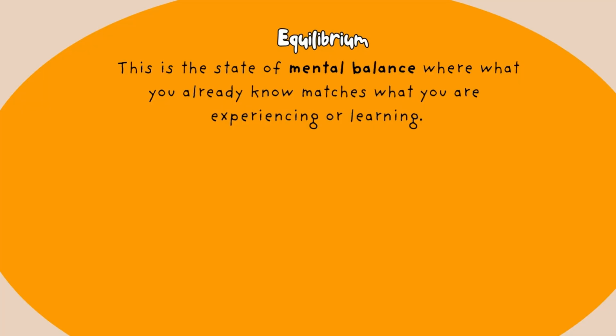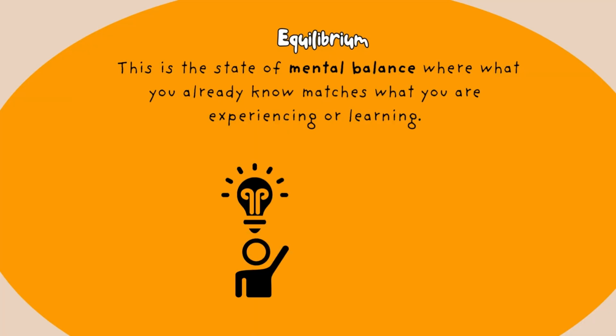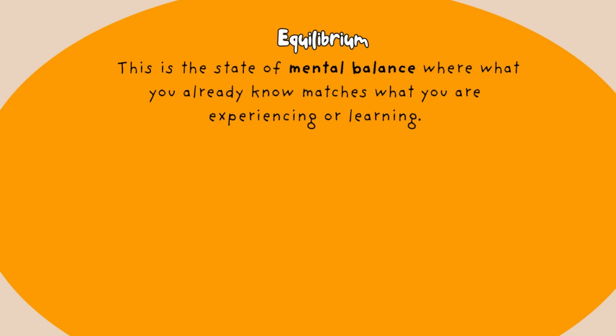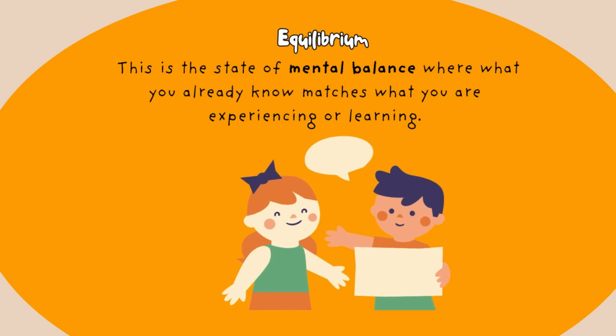So what is equilibrium or mental balance? This is when a person's knowledge matches what they see or experience. They understand things correctly, so their mind feels balanced. Example, a child knows what a dog looks like and can correctly identify different dogs. Everything they see fits their understanding, so there is no confusion.